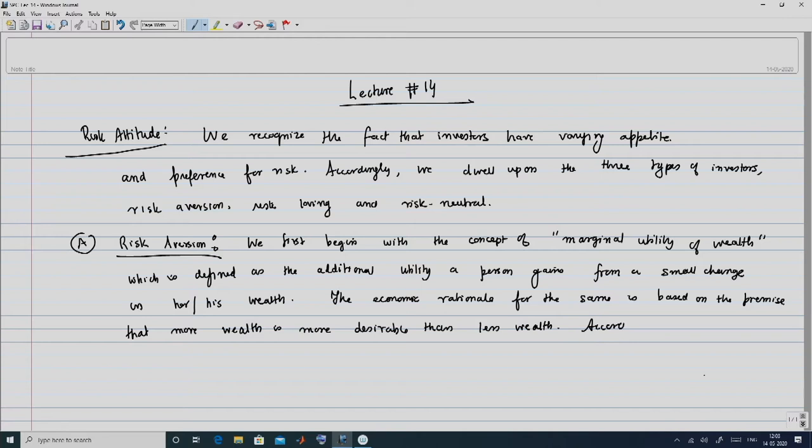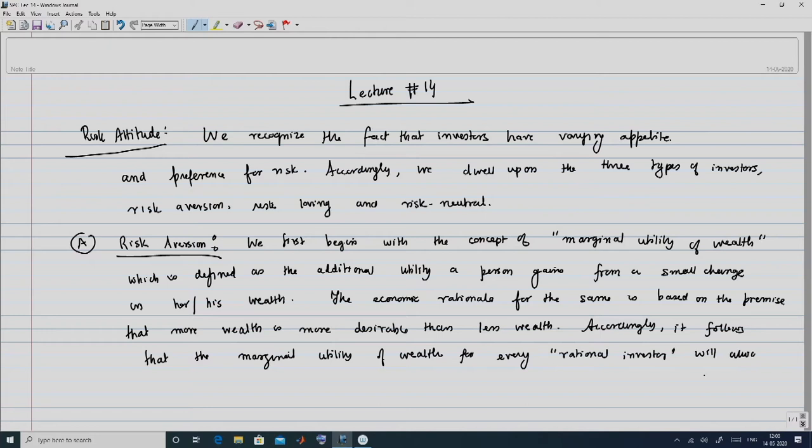And accordingly, it follows that the marginal utility of wealth for every rational investor will always be positive. So, just to look at the crux of the matter, we say that this concept of marginal utility of wealth is defined as the additional utility a person gains from a small change in his or her wealth.